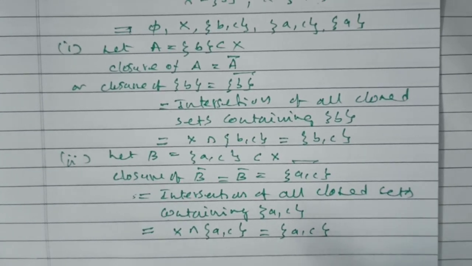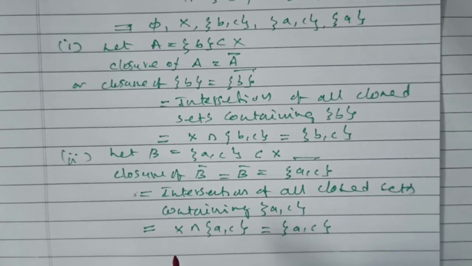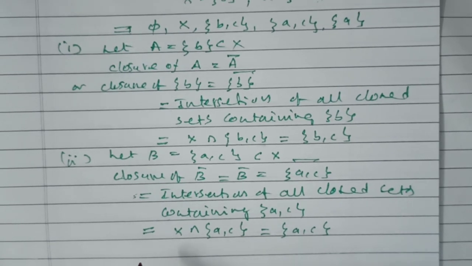By seeing a few more problems, it will be easy to understand how to find the closure of a set. Simply, for the given topology the open sets are there, find the closed sets, and later on go for the closure of that particular set.